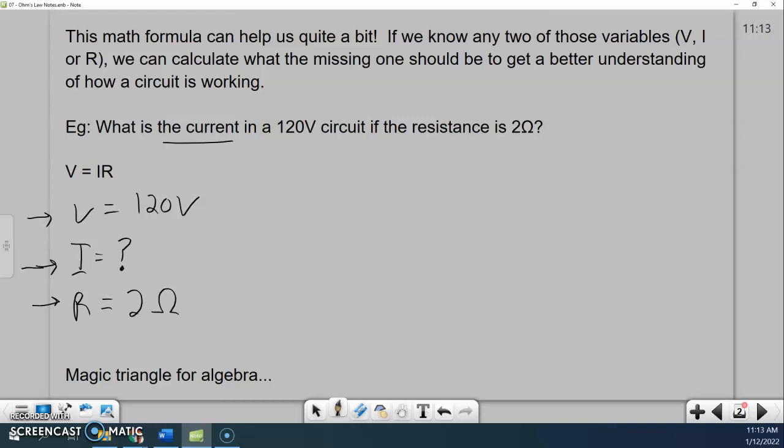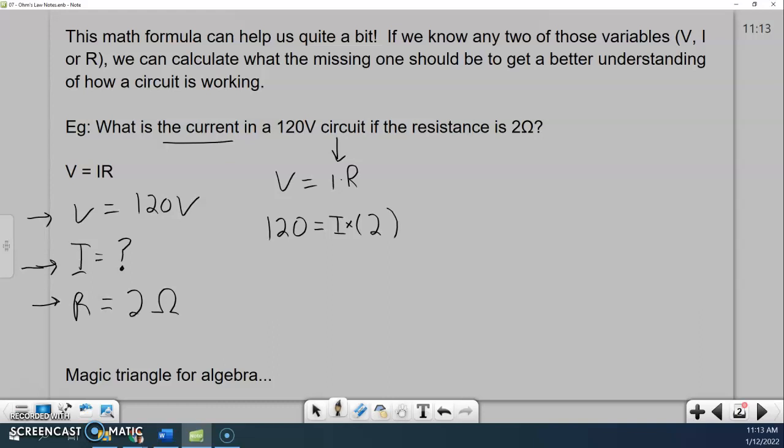Step two, plug this into our formula. So my V is 120 volts. My I I don't know, so I'll just leave it as an I. And my resistance is 2. And if two things are touching each other in a math equation, it means they are multiplied. So 120 is I times 2.